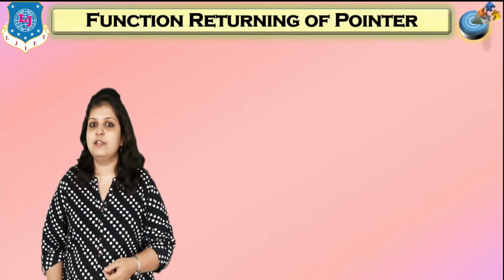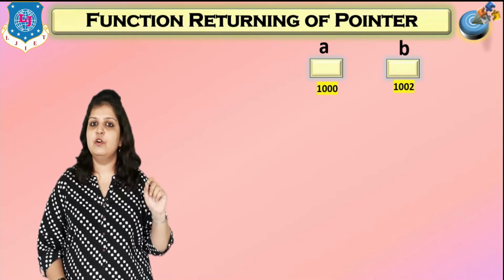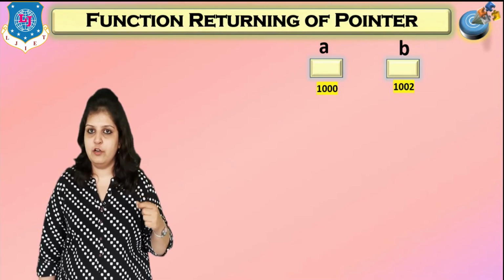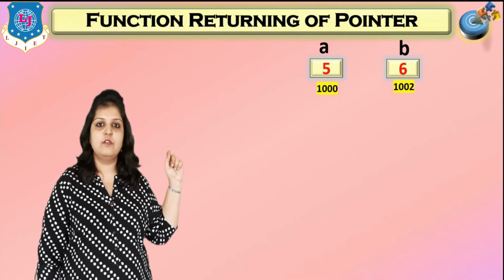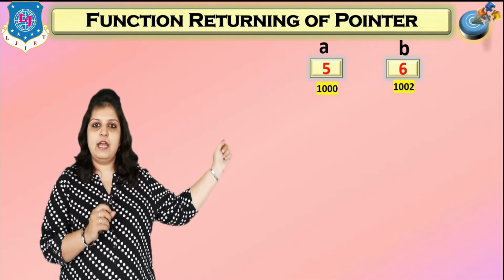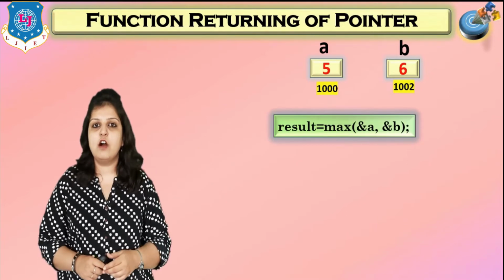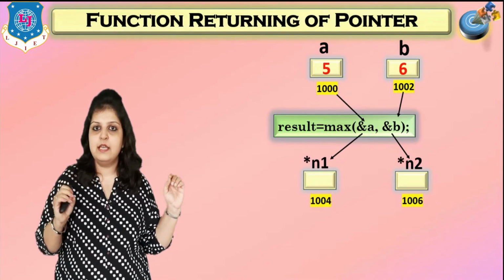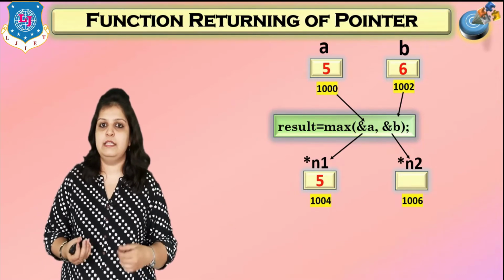Let's see it graphically to clear the idea about this topic. First of all, when you write int a, b, two variables will be allocated at particular locations. Suppose I am entering a is equal to 5 and b is equal to 6. So a will be stored at a random address, that is 1000, and the value at 1000 is 5, and at location 1002 the value 6 is stored. Now when this function is called, the address of a and the address of b will be passed to our two different pointers n1 and n2. So *n1 means 5 and *n2 means 6.